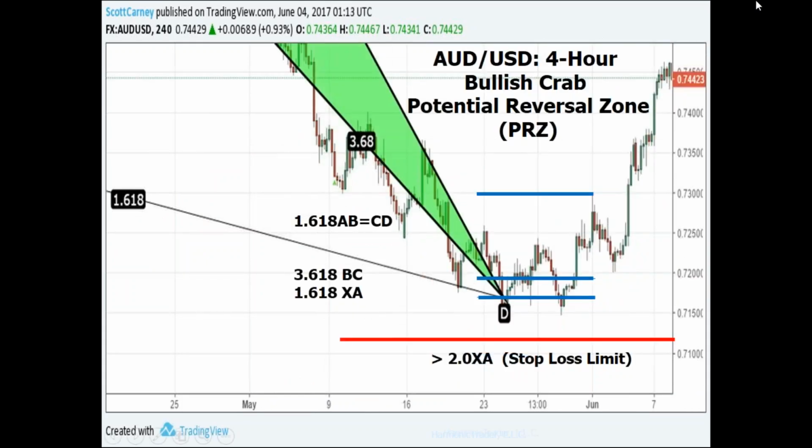Now here is a great chart of the price action in the potential reversal zone. Notice that the alternate ABCD is not as important. That's up here around 73. Our 3.618 and especially our 1.618, that's where we want to focus our eyes and look for the change in character, stabilization, to anticipate the reversal. And the stop loss limit is placed beyond the 2.0 area.